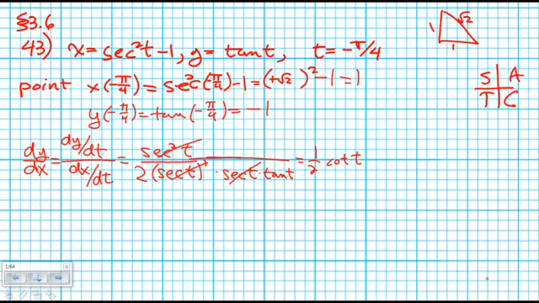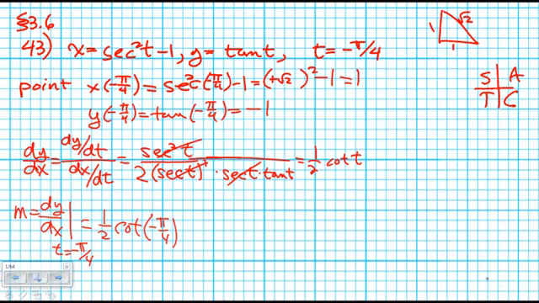All right. So, let me be more particular. Let me tell you what I'm going to try to do and how I'm going to do it. If I want to find the slope for this tangent line, it's going to be the value of this derivative when t is equal to negative pi over 4. 1/2 of the cotangent of negative pi over 4.